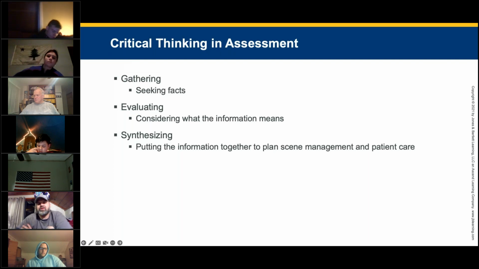Critical thinking while you're doing your assessment. You're gathering information by seeking facts. You're evaluating the information to see what it all means when you put it together. And once you put all that information together, you're going to come up with your scene management plan and your patient care plan.